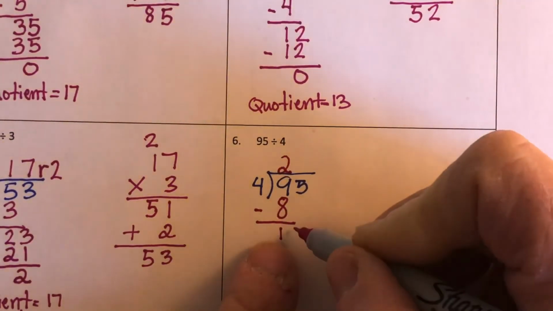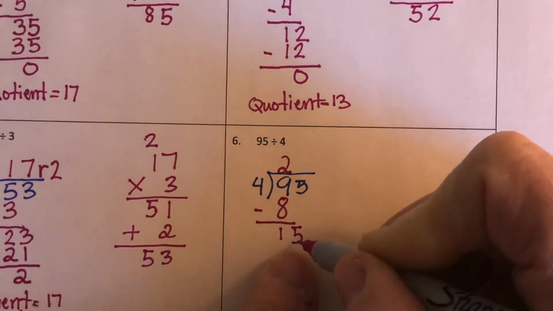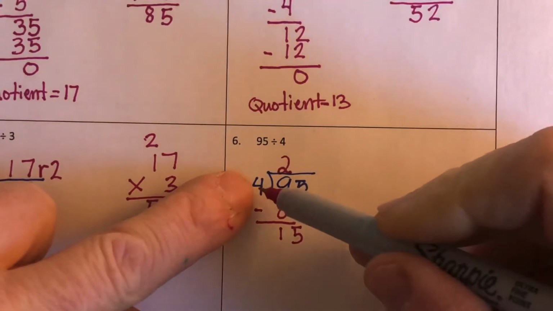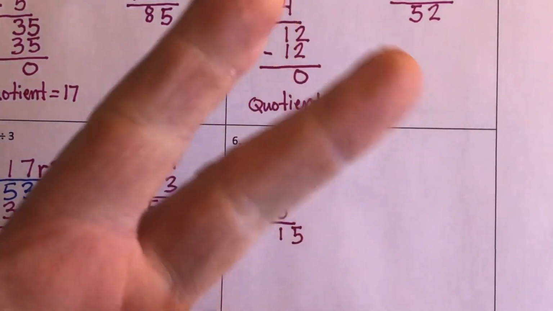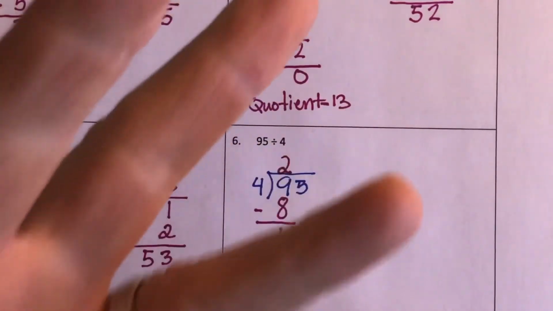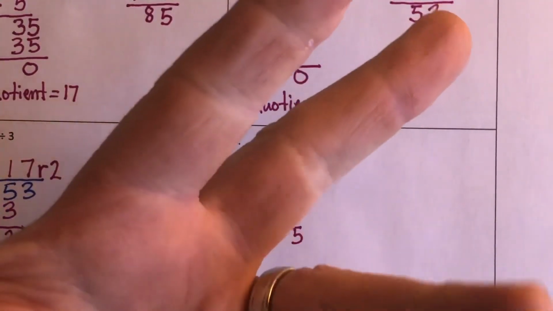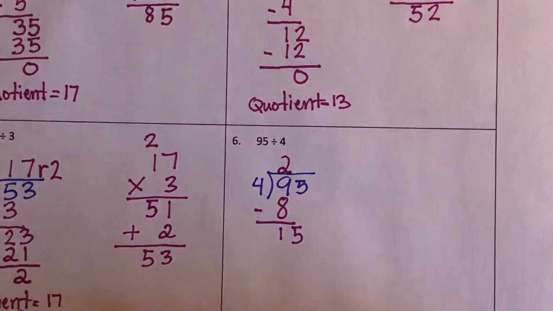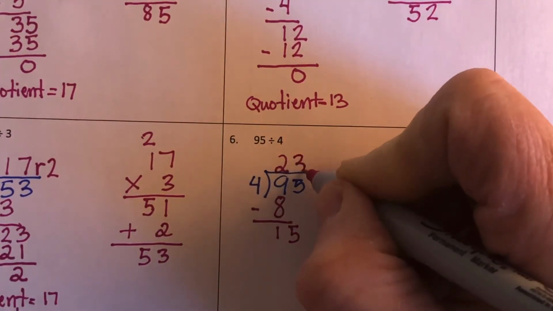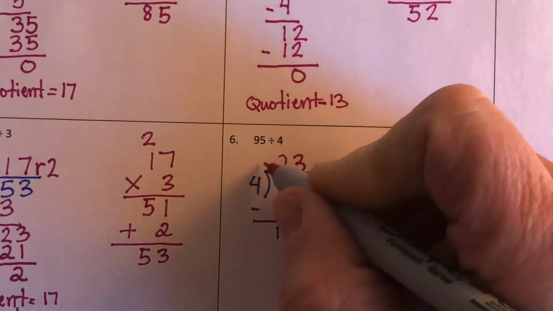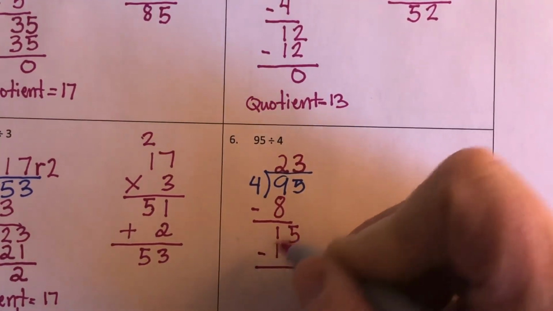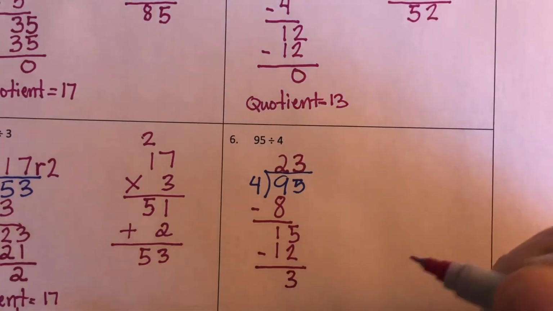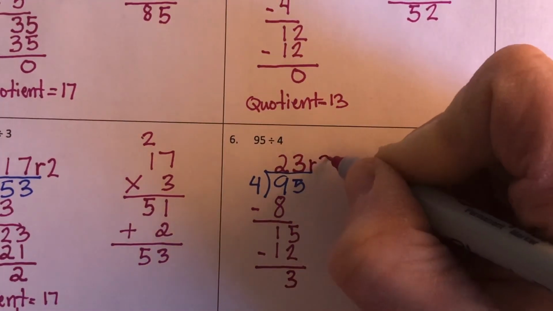Now I drop down my 5 to make 15 here. See that? I'm on to division again. How many times does 4 fit into 15? 4, 8, 12, 16. Looks like 4 4s is too much, so I'm going to back off and just do 3 4s. Okay, put down my 3 here. 3 times 4 is 12. Subtract, and I'll get 3. Yeah, okay. So I have a remainder of 3.